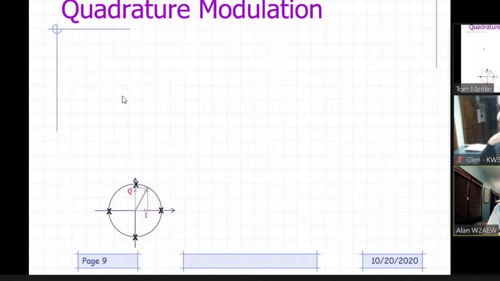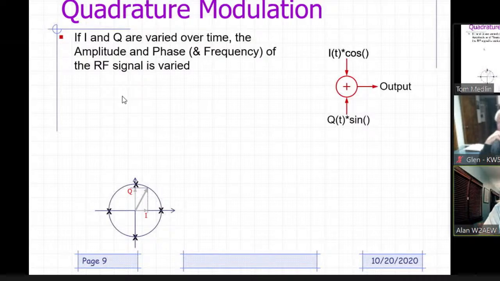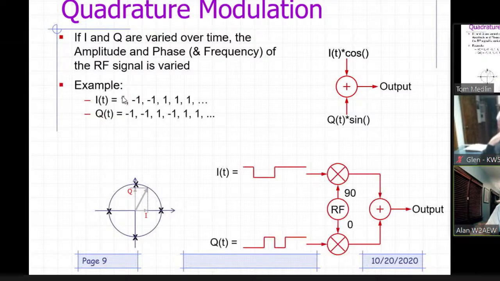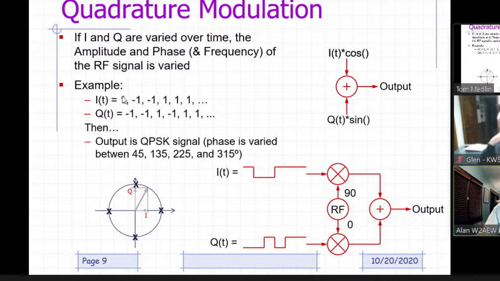Okay. So that leads to something called quadrature modulation. And this is something that's used quite often in everything from Bluetooth and Wi-Fi to even some digital modes and things like that. So for example, if I and Q are varied over time, as we described earlier, the amplitude and phase of the RF signal is also varied. If we use digital representations, just plus ones and minus ones to represent I and Q, what that will do is create an output that will vary between one of 4 separate phases, right? And they're represented by the X's here.